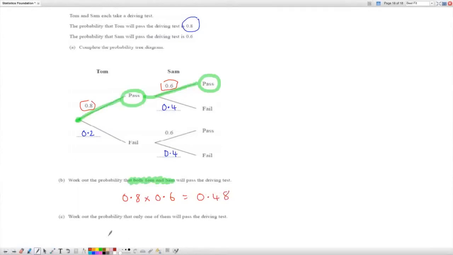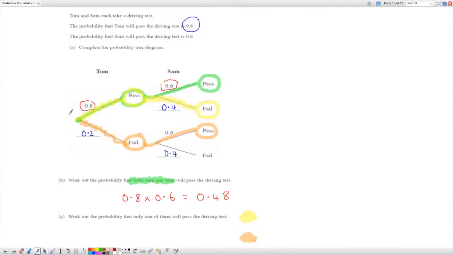Now we're asked for a different situation, the probability that only one of them will pass the driving test. So if only one of them passes, there are two ways this can happen. First, Tom can pass. So if we go along here, Tom passes, and then Sam fails. Option number 1. Alternatively, we could have that Tom fails and Sam passes. Option number 2.